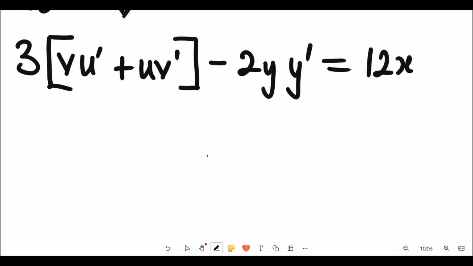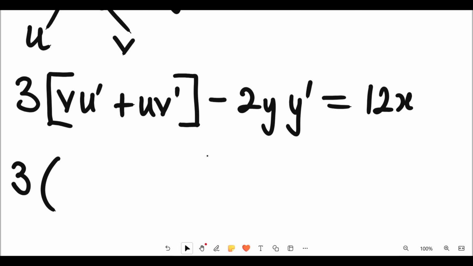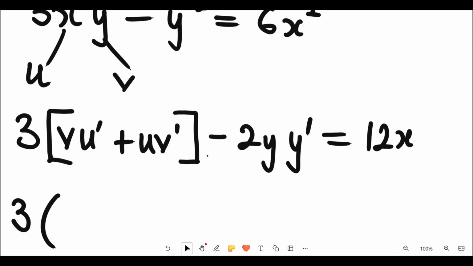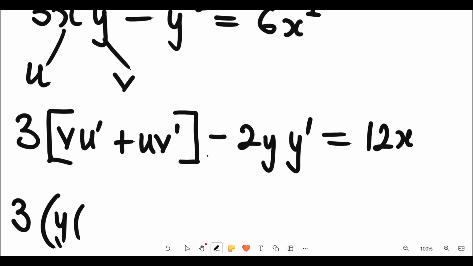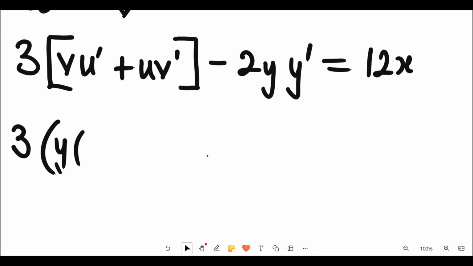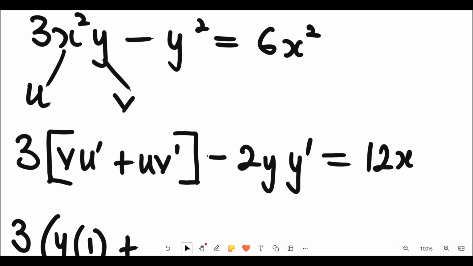So we continue. Here we have 3 outside the brackets. Now our v is y, so I'll bring y here. Then we differentiate our u. Our u is x, so when you differentiate u, you get 1. The derivative of x is 1, so we bring it here. Then plus, we now maintain.